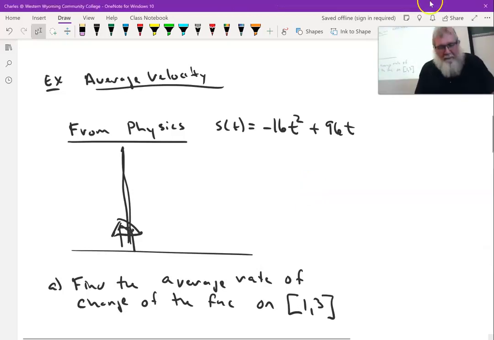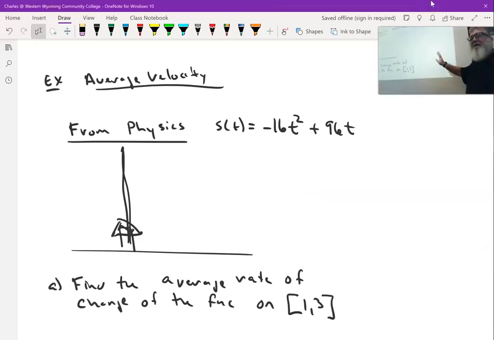Okay, so let's go back to that problem that I kind of messed up there, but only a little mess up, about 10 seconds worth. We were doing this physics problem, and we're given the equation. We launched this rocket straight up in the air, and it follows this equation.